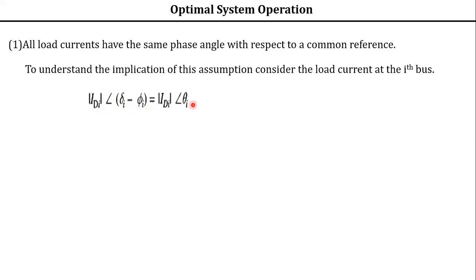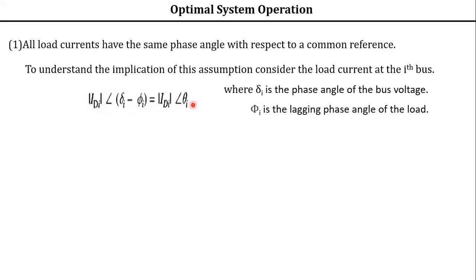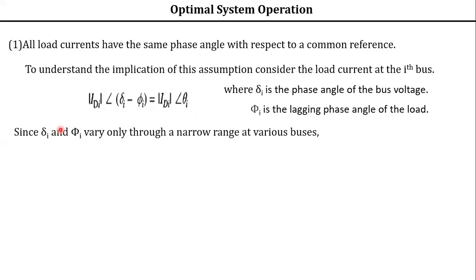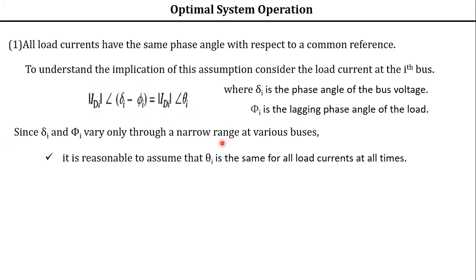Now, delta i is the phase angle of the bus voltage, understood? And phi i is the lagging phase angle of the load. So this is replaced by your theta i. Since delta i and phi i vary only through a narrow range at various buses, the variation in these two is not much. Therefore, it is reasonable to assume that theta i is the same for all load currents at all times.